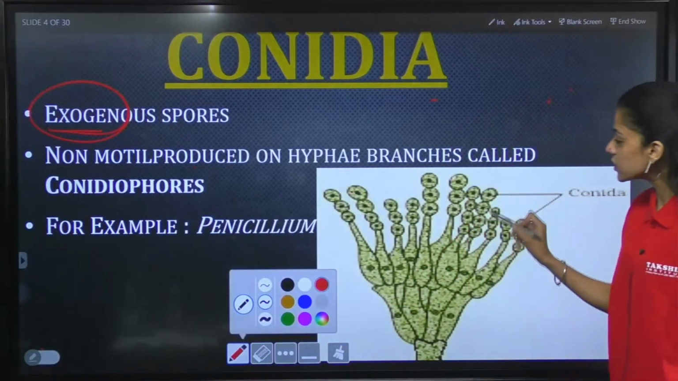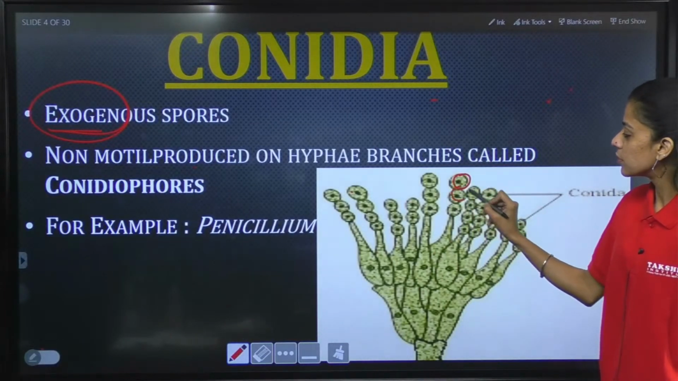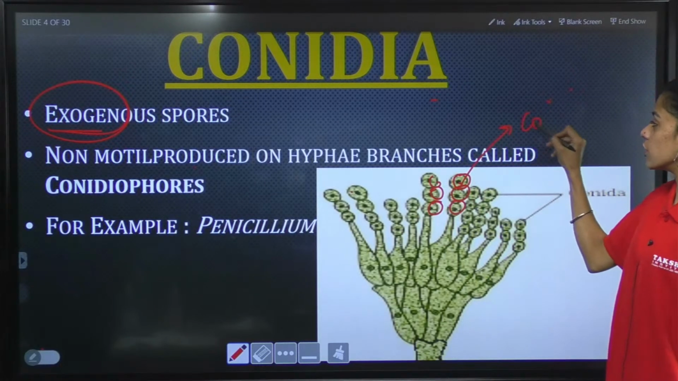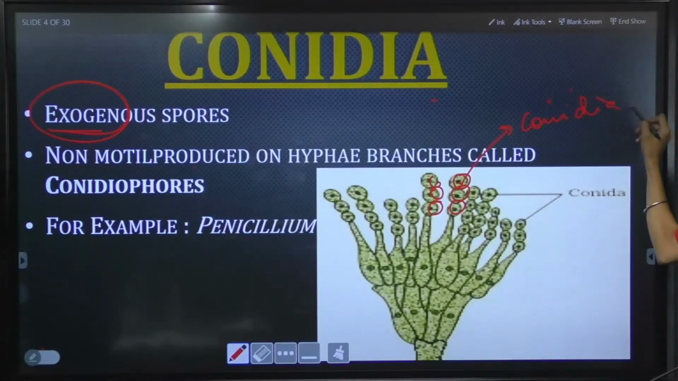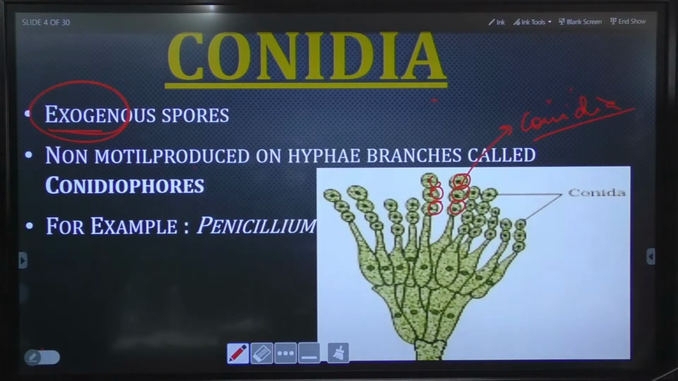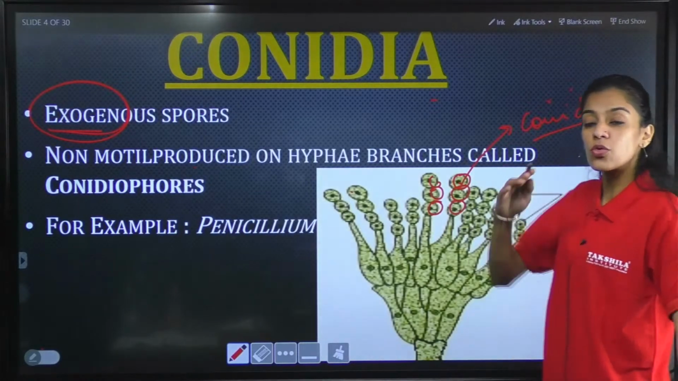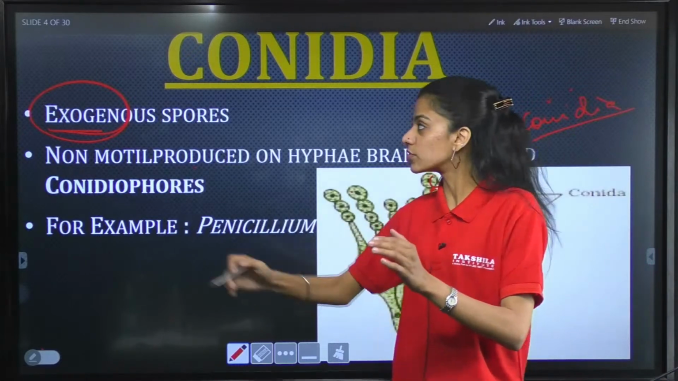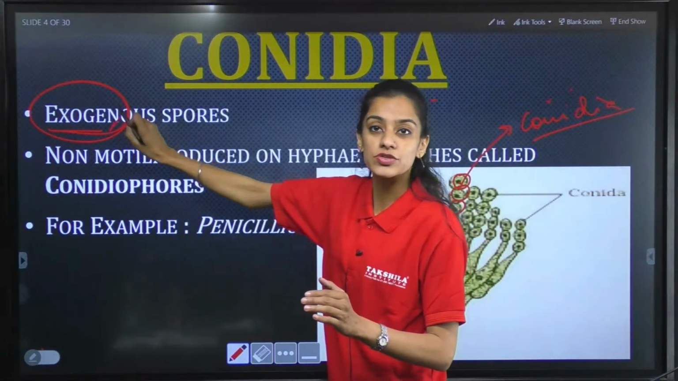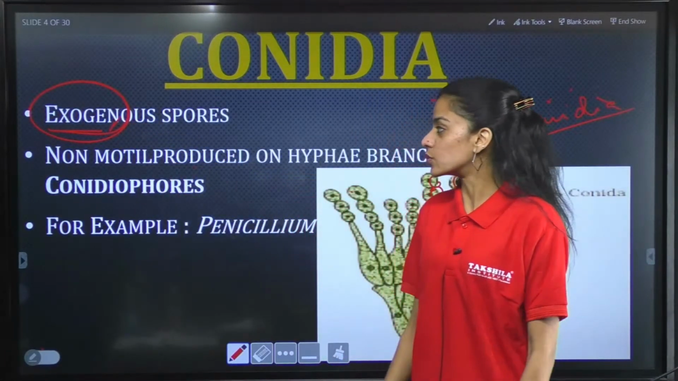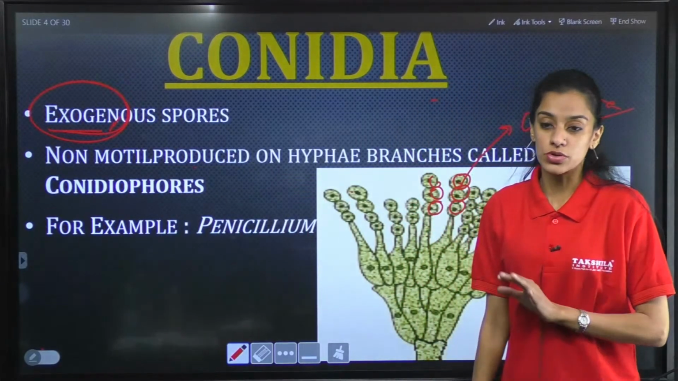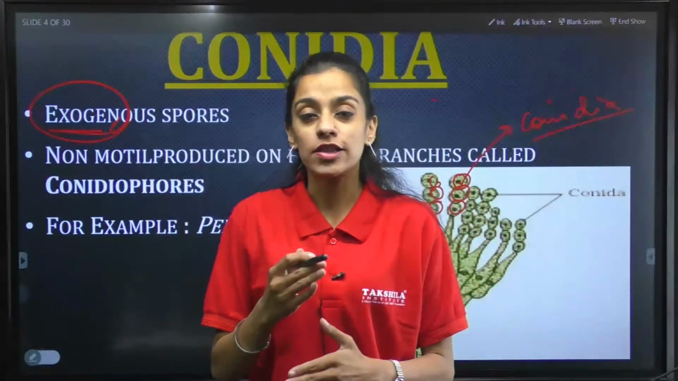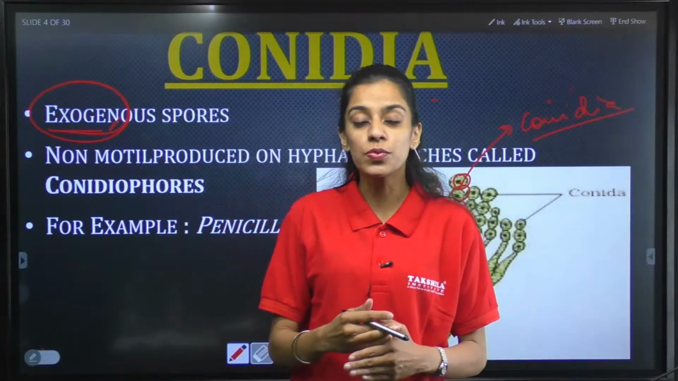Right, if you could see here, can you see these pores, minute pores? They are referred to as the conidial chains, and it is referred to as your conidia. So this is developed over the body of an organism. So since it is developed over the body of the organism, they will be referred to as your exogenous spores. They are non-motile.